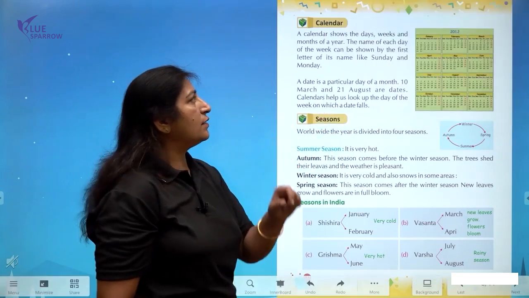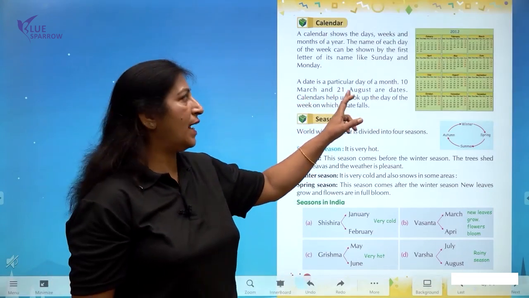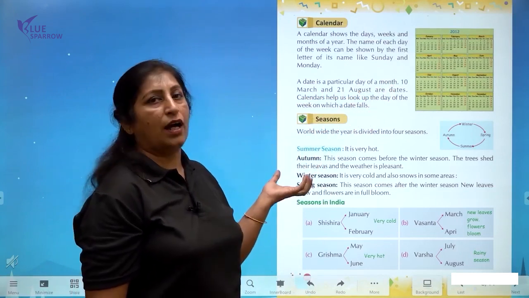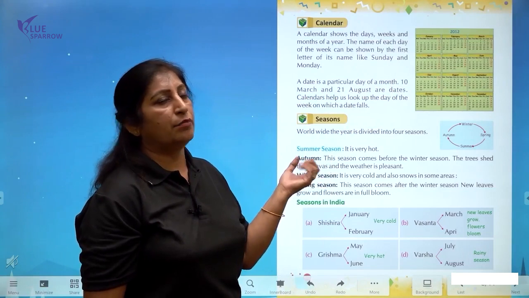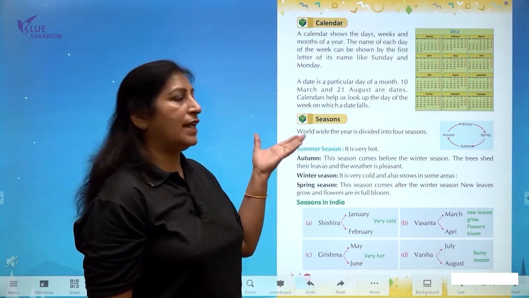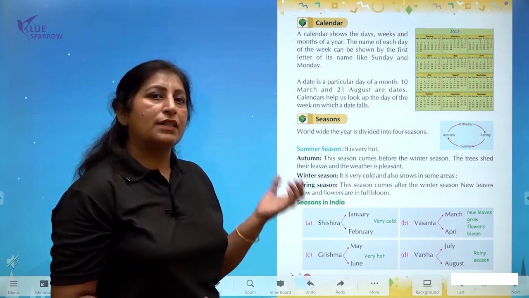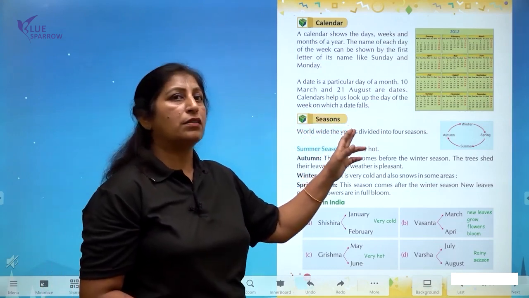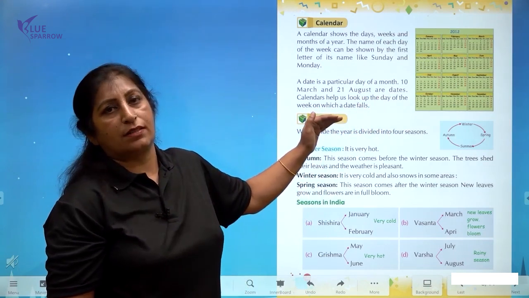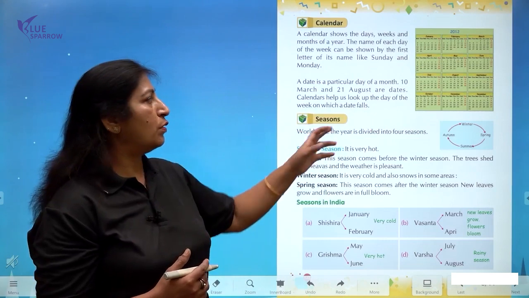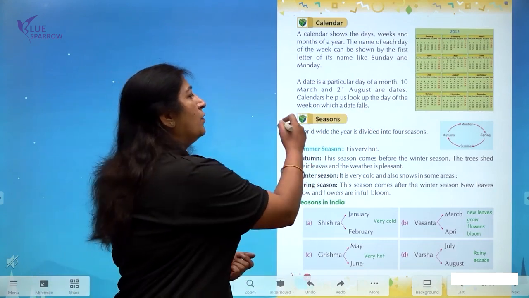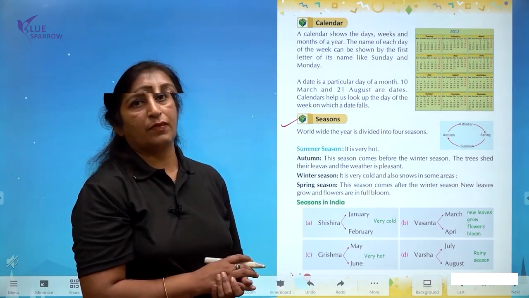So, what is a date? A date is a particular day of a month. Suppose we are talking about 10 March, 21 August, meaning 10th of March or 21st of August, they are the dates. So, you can say that a calendar helps us to look up the day of the week on which a date falls. Now we learn about seasons.